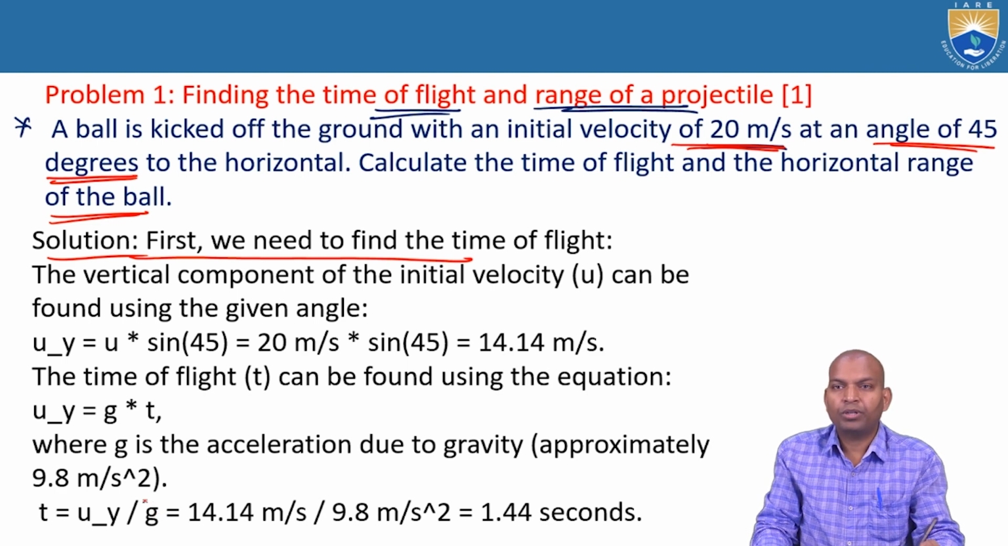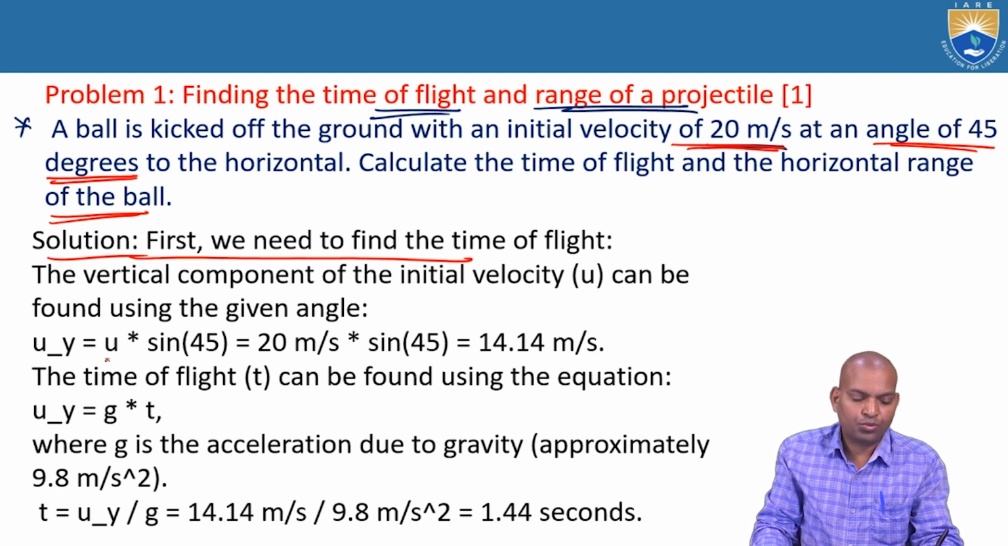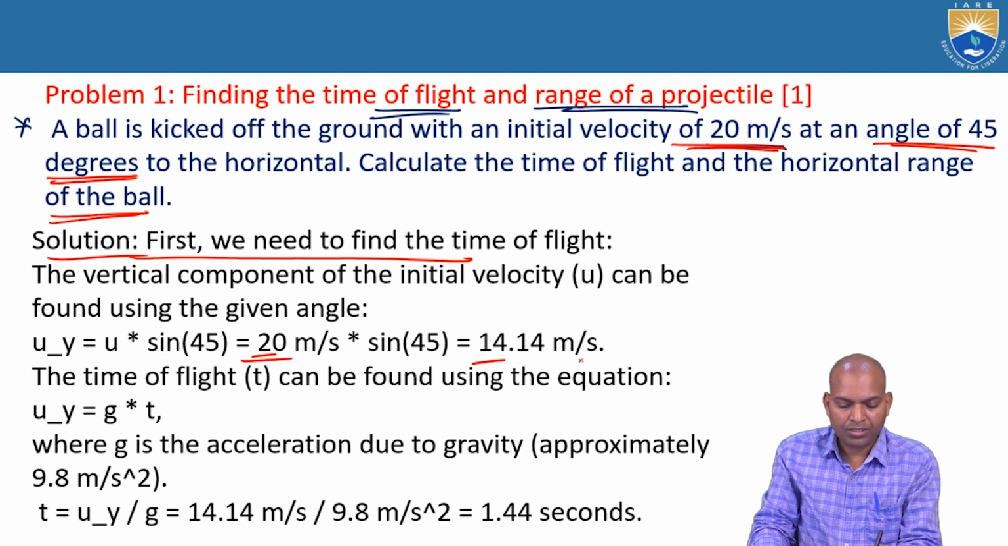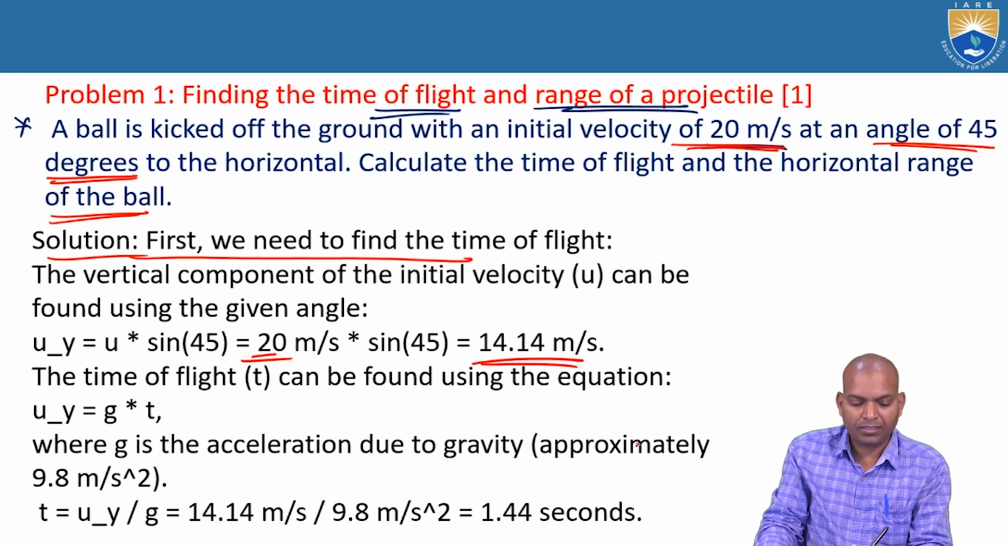The vertical component of the initial velocity, that is uy equal to u times sine theta, that is u times sine 45. What is u here? The value of u is 20 meter per second, and times sine 45, that is 14.14 meter per second.